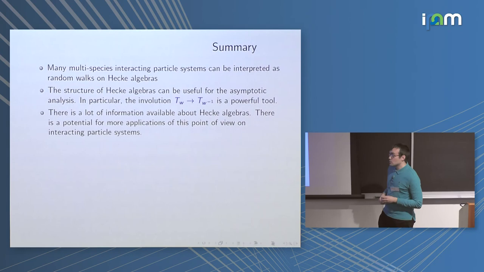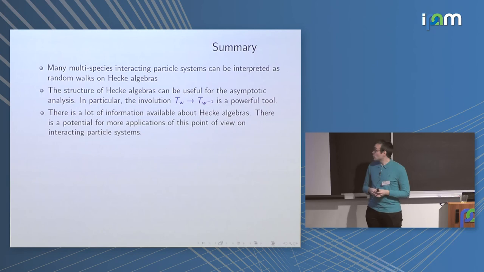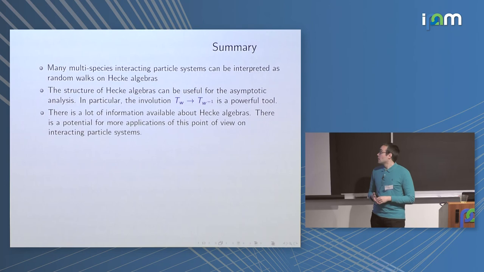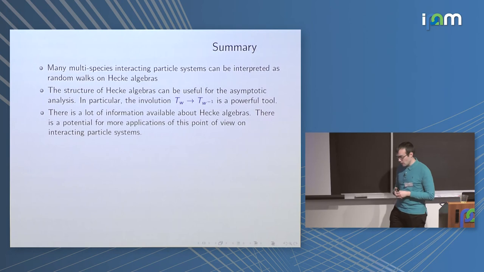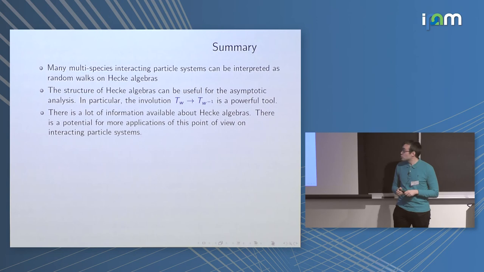So just a summary: many known and some unknown multispecies interacting particle systems can be interpreted as random walks on Hecke algebras. The structure of the Hecke algebra is somewhat underappreciated. This is important for asymptotic questions and for the study of the systems, and in particular, this basic fact about involution is a powerful tool for asymptotic questions.